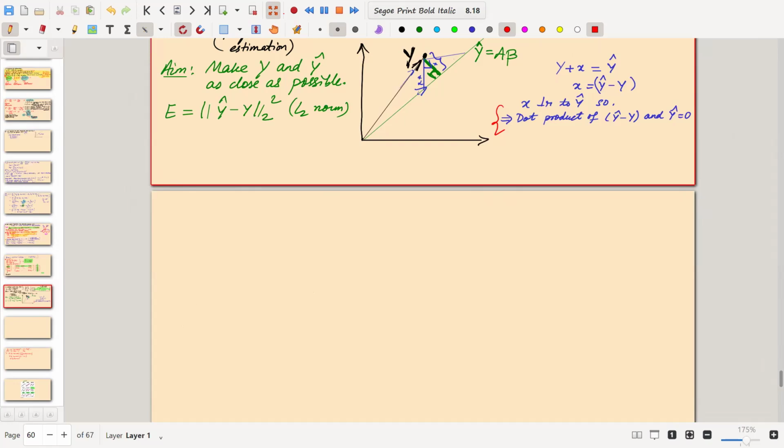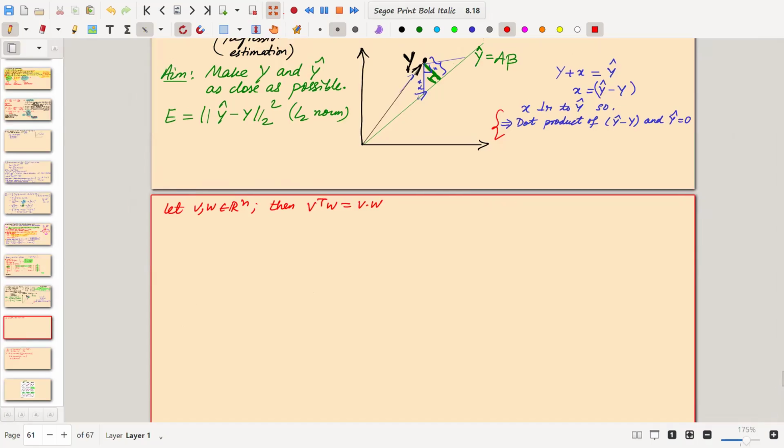Let us take two vectors. Let V and W be in Rn. There are two column vectors. Then I am telling you that V transpose W is nothing but the dot product. Can we try that? Okay, let us try. Suppose V equals V1, V2, V3, and so on, and W equals W1, W2, W3, and so on.